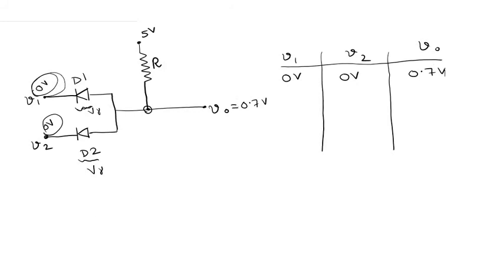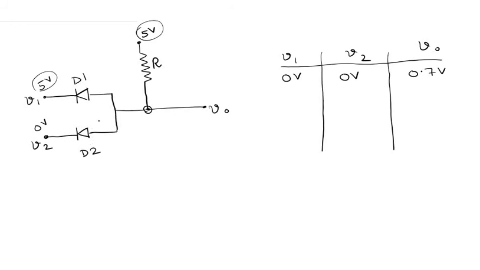Okay, now let us consider another scenario where V1 is 5 volts and V2 is 0 volts. So we have 5 volts here and we have 0 volts here. Now in this case, there is no current flow through this diode D1, because at both the terminals, here we have 5 volts and here also we have 5 volts. So there is no current flow across this diode D1, but this diode D2 is in a conducting state.